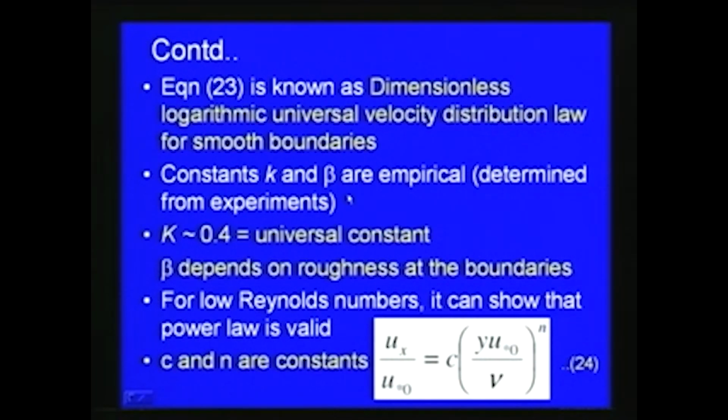The constants kappa and beta are empirical; we can determine them through experiments. We can see kappa is almost equal to 0.4, which is a universal constant. Beta also we can determine; beta depends on the roughness at the boundaries for the particular case we consider. For low Reynolds number, instead of this linear variation, we can show that a power law is valid, which is expressed as u_x by u*_0 is equal to c into (y u*_0 by nu) to the power n, where c and n are constants, as shown in equation number 24. So, this is for a low Reynolds number flow.